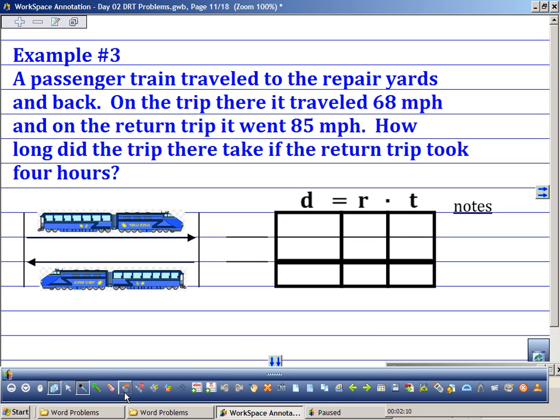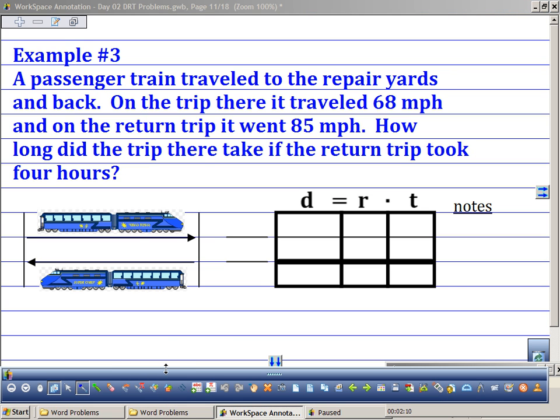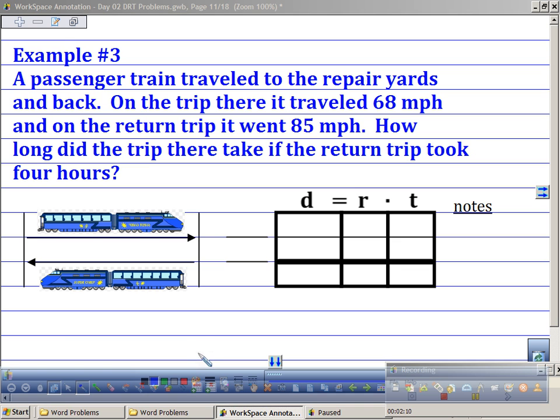A passenger train traveled to the repair yard and back. There and back. What kind of problem is this? It's a round trip. Round trip has what? Same distance or different distance? Same distance. Right from the very beginning, no matter what problem it is in this class. Problems can get more complicated in word problems like this, but for our purposes, if it's round trip, you may put D and D because they are going the same distance. The train there goes a distance of D, and the train back goes a distance of D.